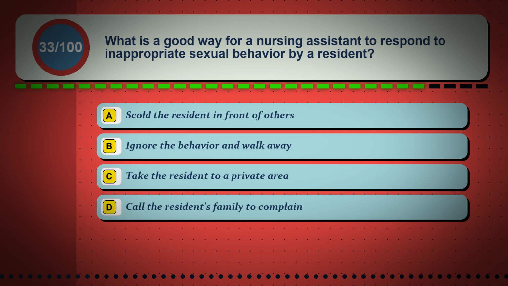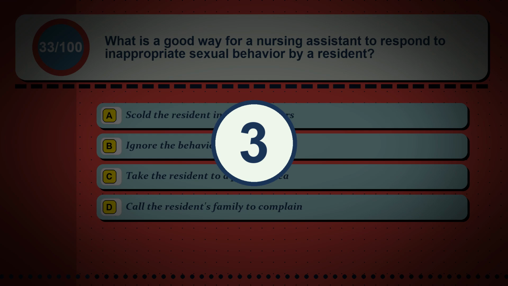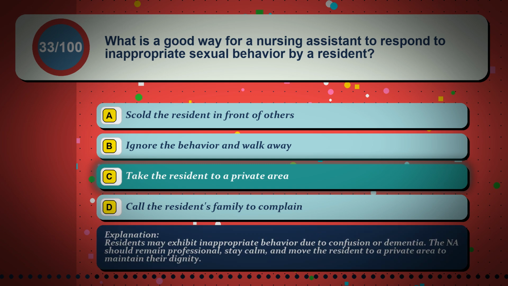Question 33. What is a good way for a nursing assistant to respond to inappropriate sexual behavior by a resident? Option A, scold the resident in front of others. Option B, ignore the behavior and walk away. Option C, take the resident to a private area. Option D, call the resident's family to complain. The correct answer is option C, take the resident to a private area. Residents may exhibit inappropriate behavior due to confusion or dementia. The NA should remain professional, stay calm, and move the resident to a private area to maintain their dignity.